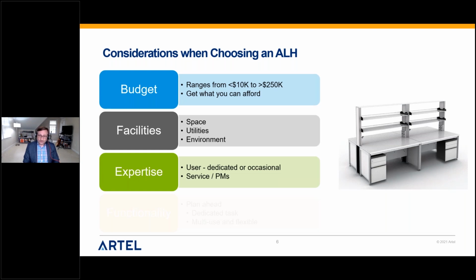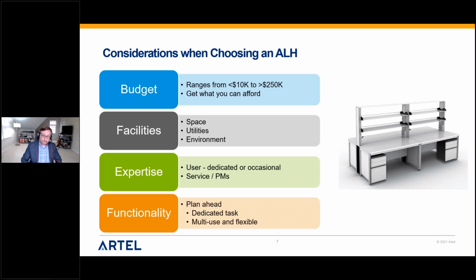And then there's the service and preventive maintenance schedules. Is there an in-house service group that's going to do that? Are you going to do it, or will you contract it out to either a third party or a service program through the automated liquid handler manufacturer? And then finally, functionality. Plan ahead. And this ties right into that budget. Actually, they all tie together.